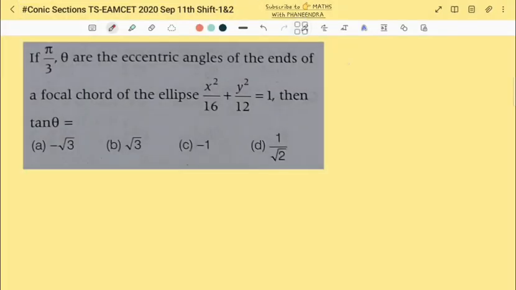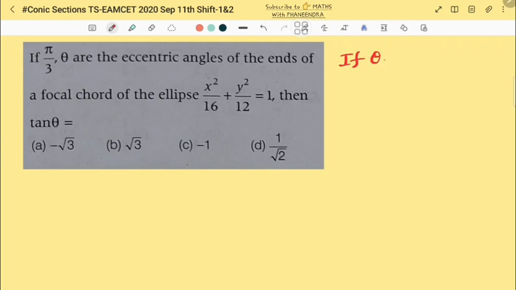Yeah, the next question, dear students. If pi by 3 comma theta are the eccentric angles of the ends of the focal chord of the ellipse, then tan theta equal to, is a good question. In IPE, we have one important result.